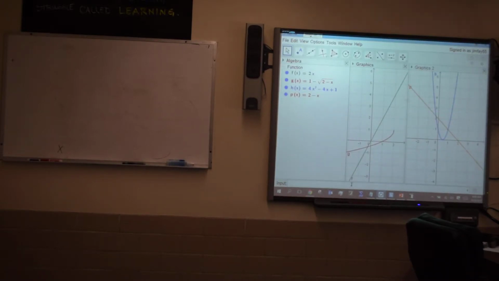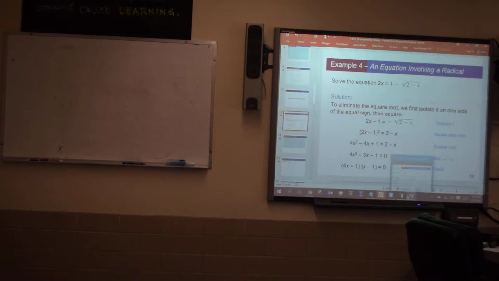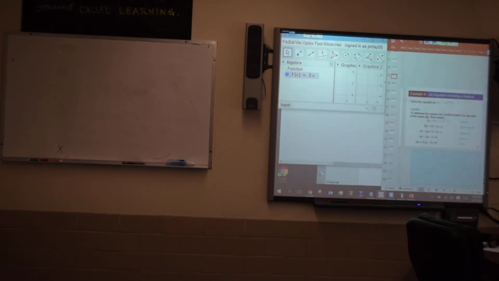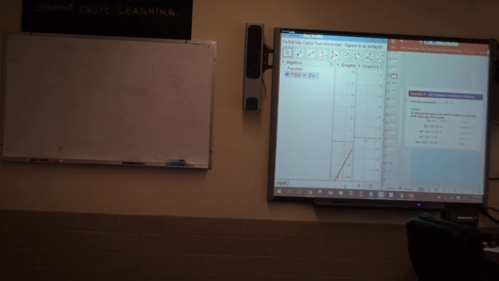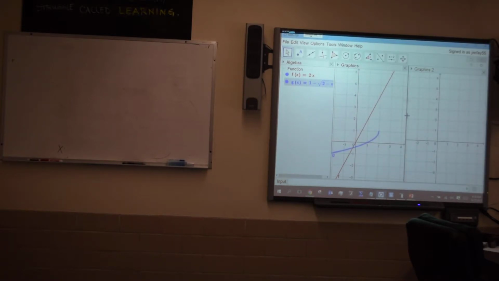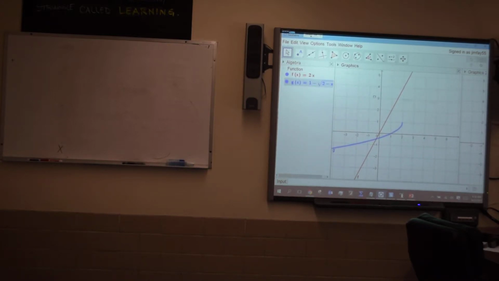of the equation is simply its own graph. So we just graphed the left-hand side. The left-hand side was 2x. So we graph that. The right-hand side is 1 minus the square root of 2 minus x. That's something you could type into your TI-83 or 84. You type the red one into y1, and you type the blue one into y2.